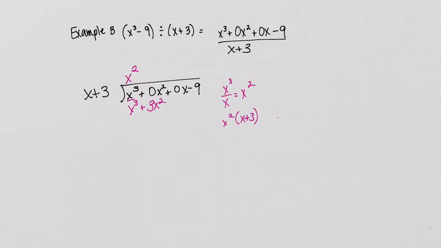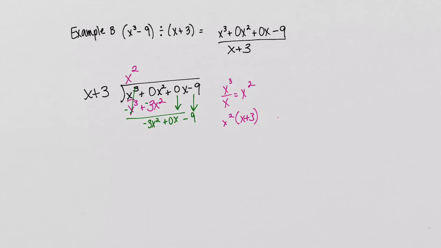Okay, anyway, it's time for me to draw the line and change the sign. That's my subtraction. So draw the line, change the sign. That causes these two to add up to 0. I have 0x squared minus 3x squared. That's going to give me negative 3x squared. Bring down all my remaining terms. And now we repeat the process.